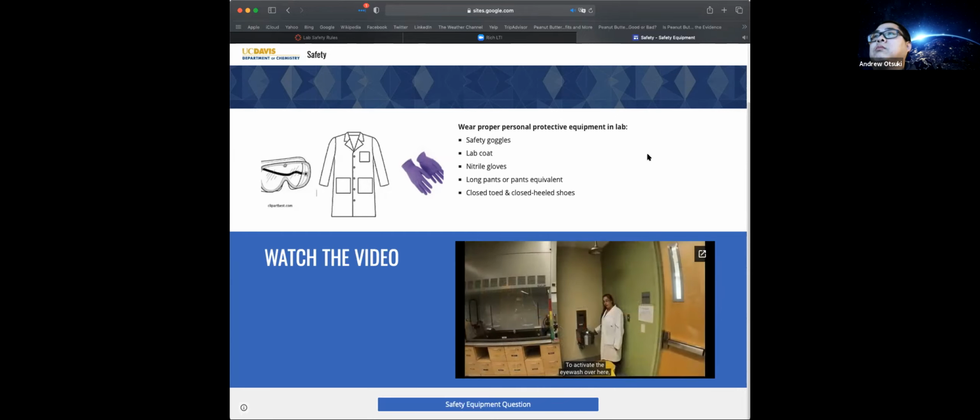To activate the eye wash over here, simply pull back on the lever. Again, we would open the student's eyes and place them under the water. To activate the shower, we would pull down on the lever.